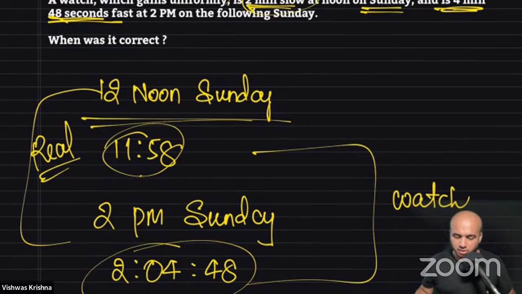Now, what should we find out? What we have to identify here is when the clock or watch was showing the right time. If it is slow now, and it will be fast next week, when did it actually show the correct time? At some point of time, it would have crossed the real time, no? So they are asking when did it actually cross? For that, we have to do a few calculations. Let us do that now.